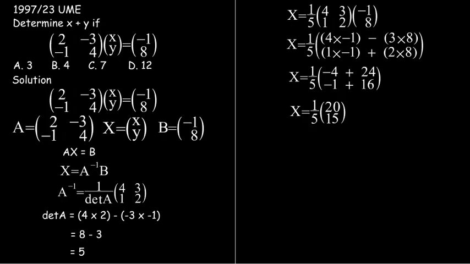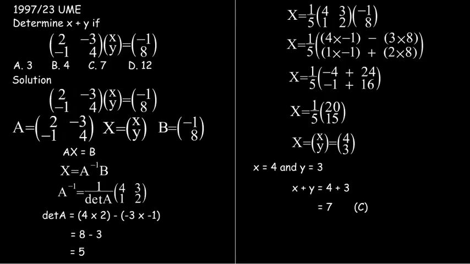And recall, X equals matrix xy, which will be equal to [4; 3]. 20 divided by 5 is 4, and 15 divided by 5 is 3. So x is equal to 4 and y is equal to 3. But our question asks for the value of x plus y. So x plus y will be equal to 4 plus 3, which is equal to 7. And our correct option is C.